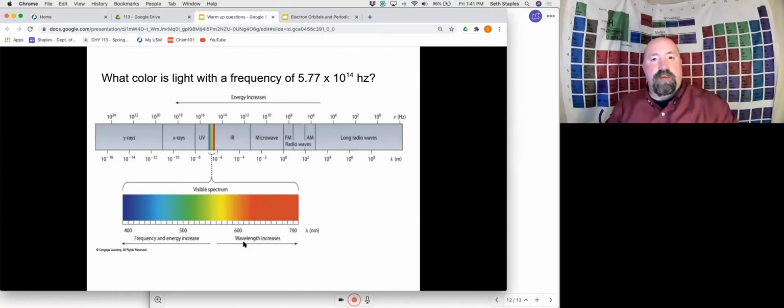Next, we want to figure out what the color is of light that has a frequency of 5.77 times 10 to the 14th hertz. You have all the information you need right here to figure that out. So let's see what you can do. And let's look at how we went about this. Let me write down our frequency first. It's 5.77 times 10 to the 14th hertz.